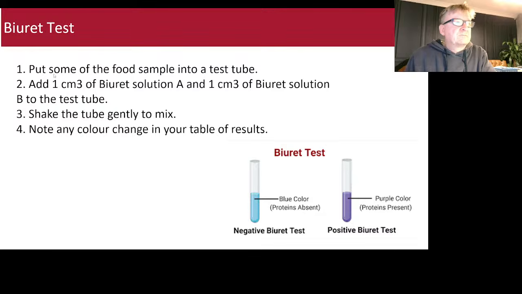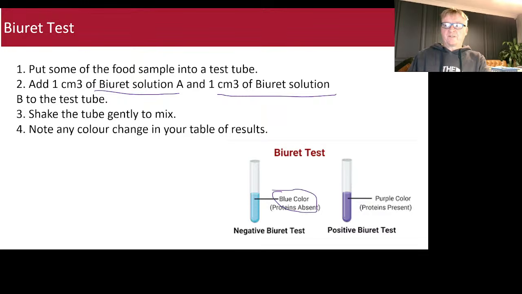Biuret test. Food sample in a test tube, 1 centimetre cubed of biuret solution A and 1 centimetre cubed of biuret solution B into the test tube. Sometimes they might just put the liquids together, sometimes they might not. The way this works is biuret solution is copper sulfate again, and the other part of it is an alkali. When you put them in there, shake the test tube gently and look for any colour changes. It starts off blue, which means there are no proteins, and it goes purple, which means there are proteins present.